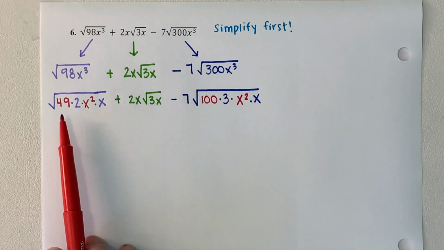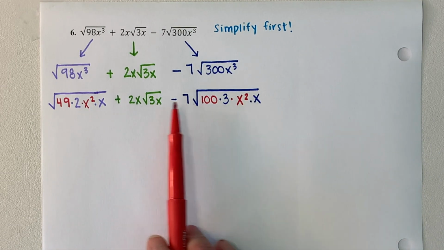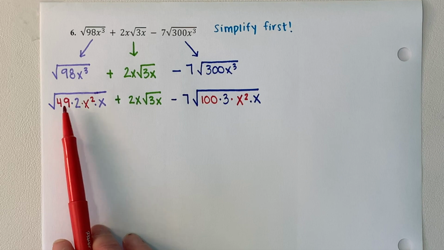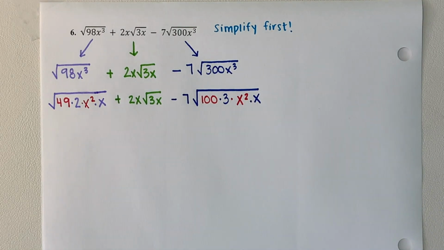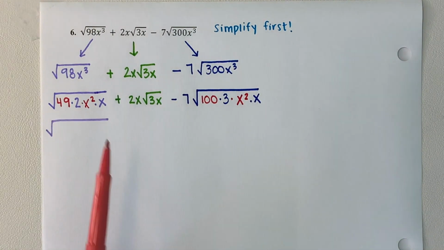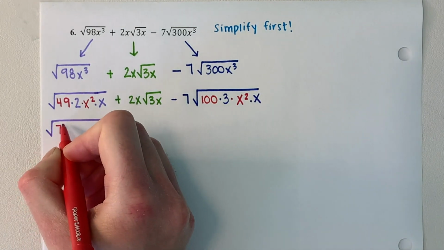Now that we've identified all of the largest perfect squares in red here, anything underneath the radical that's a perfect square, we need to write it as some quantity squared. So let's write 49 as 7 squared.